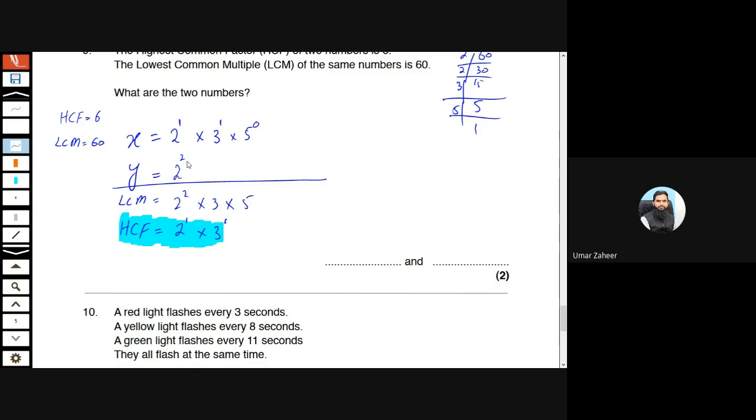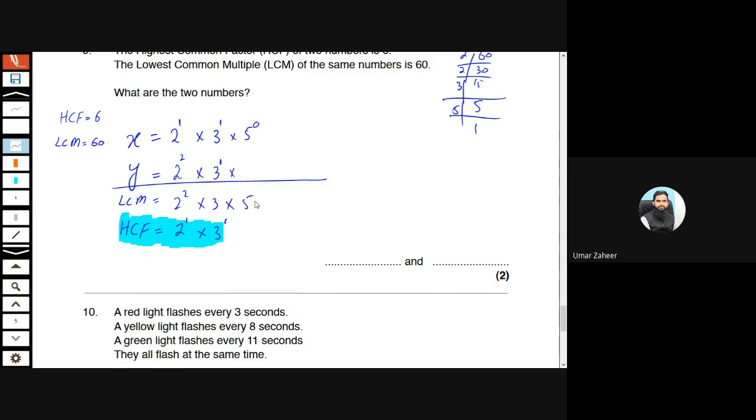Yes, Mariam, is it clear? Yes, sir. Now, in the second one, you have 3. Okay. Now it can be 3 raised to power 0. It can be 3 raised to power 1. And that's it. It can't be 3 raised to power 2, because if you take 3 raised to power 2, the LCM is going to change. All right. Now, let's just suppose that it is 3 raised to power 1.